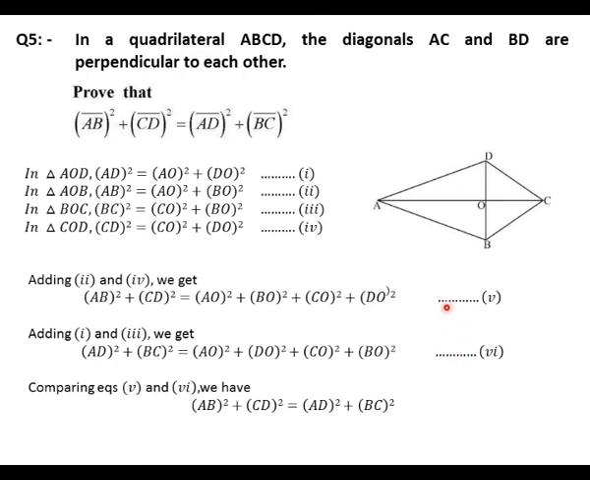And if we observe both equations, the right sides of both equations are the same. You can see AO square plus BO square plus CO square plus DO square. So both equations are having equal right hand sides. That means their left hand sides will be the same. Comparing equation 5 and 6, we can have AB square plus CD square is equal to AD square plus BC square. That means the left sides of both equations 5 and 6 are now equal, and this equality was to be proved.